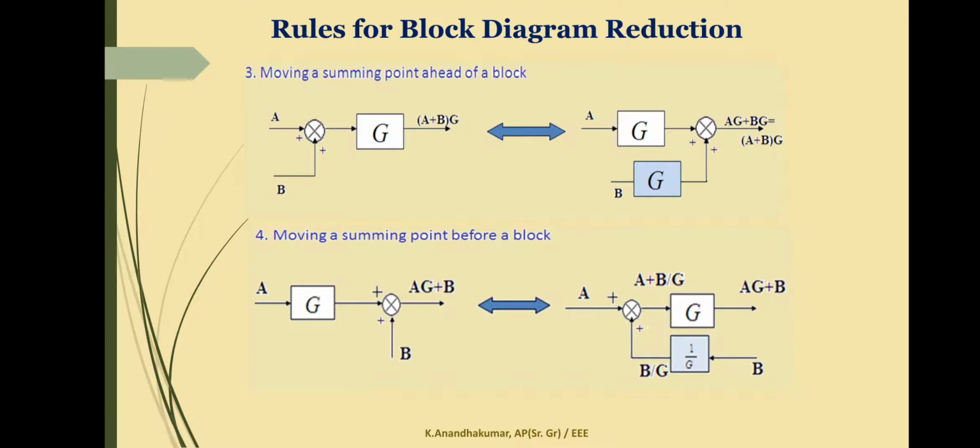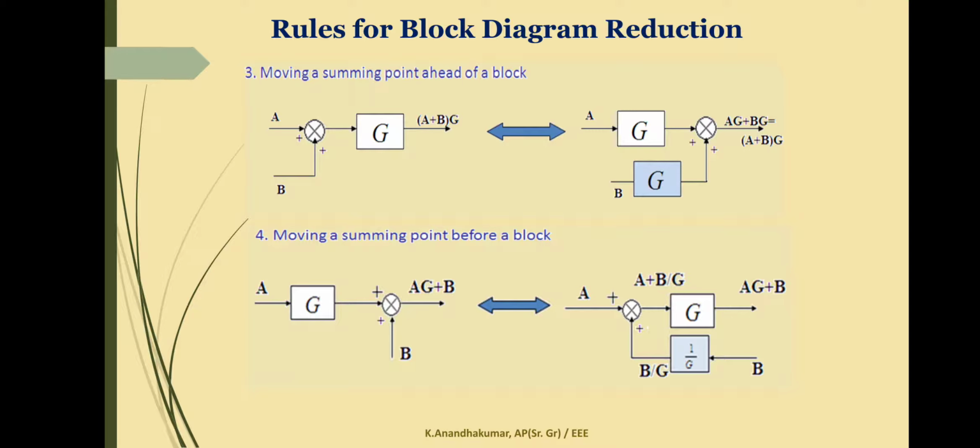The third rule is moving a summing point ahead of a block. Ahead of the block means taking the summing point after the block. In that case, in order to retain the dynamics, the signal B is once again multiplied with the gain G and then added with the signal coming from A.